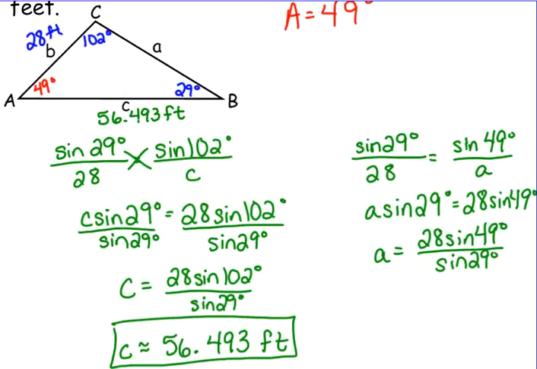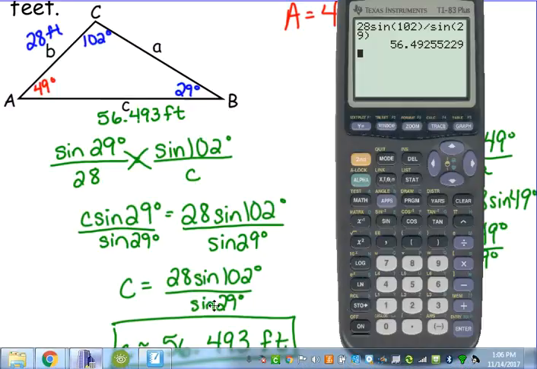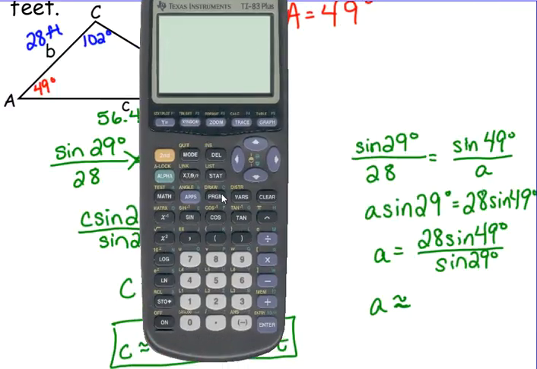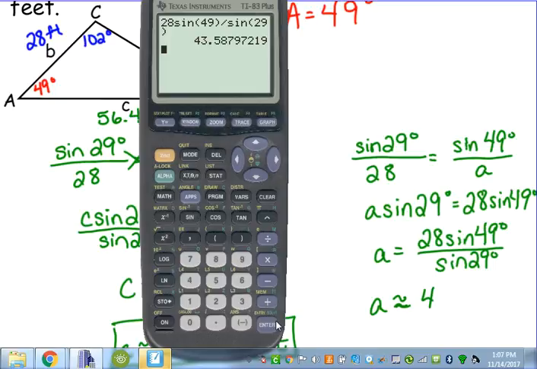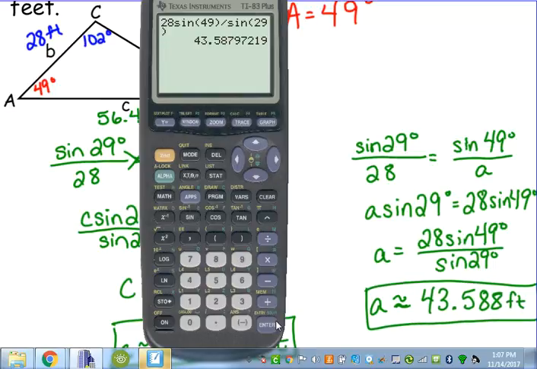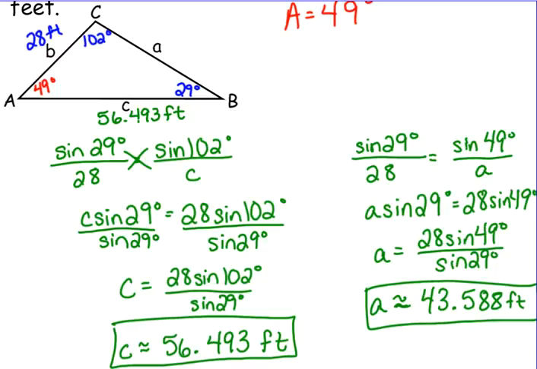This is what I want to see as your work if and when I give you a quiz on this. If you're not in degree mode, and I don't know what you did to get to that point, but I can see that you have 28 sine of 49 degrees divided by the sine of 29 degrees, and you don't end up with 43.588, I'm going to know that it was probably because you forgot to make sure your calculator was in degree mode. And I'm not going to count off as many points. If I don't see what you typed in, then I'm going to have to count off more, because I have no idea where that number came from.